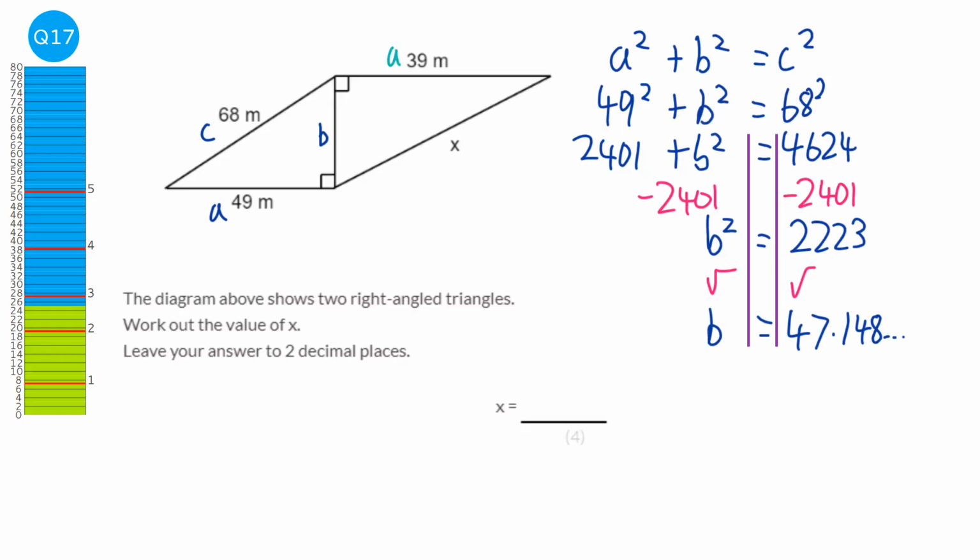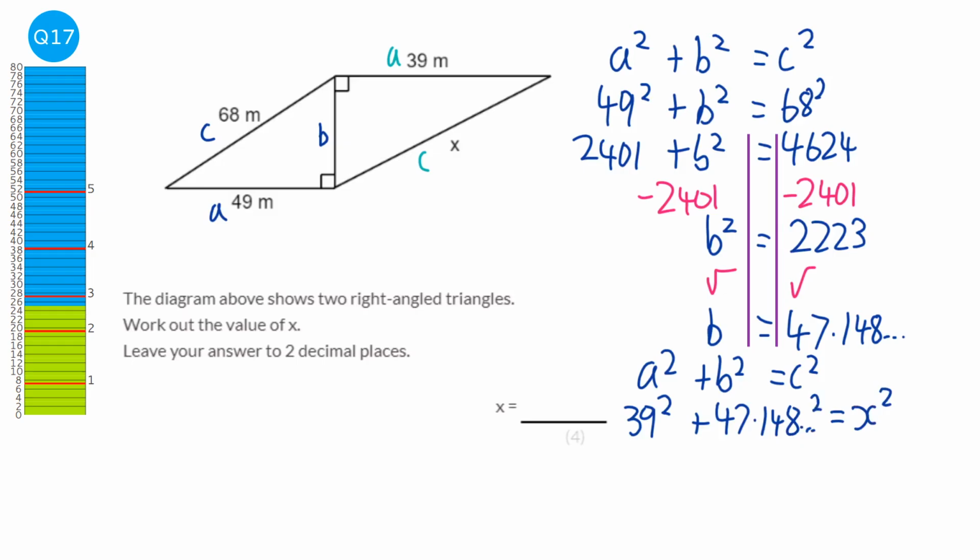Okay, we're now looking at the second diagram, and this time we're going to have a, we've got our b, and we're going to call x the c. So it'd be a squared plus b squared equals c squared, but this time a is 39. B we are given as 47.148, we've just worked that out, and we're looking for c. In fact, we can call it x now.